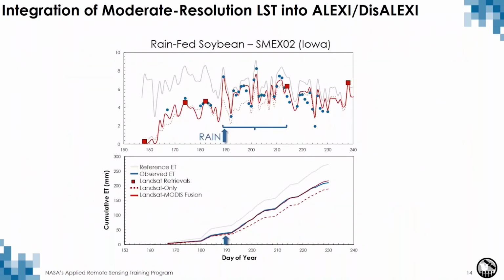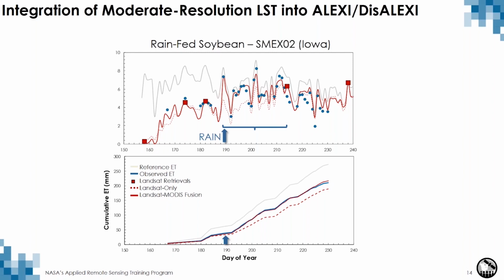And as we look here, this is an example of what happens. This is a time series of evapotranspiration over a cornfield in Iowa. And what you see here on this top chart is that the red squares were Landsat overpass days.